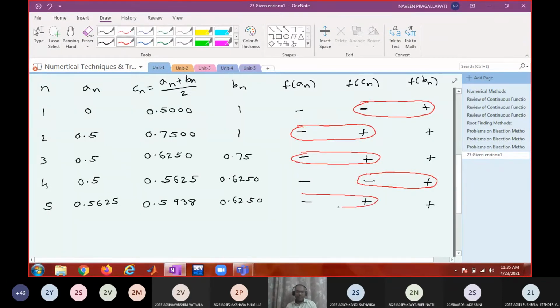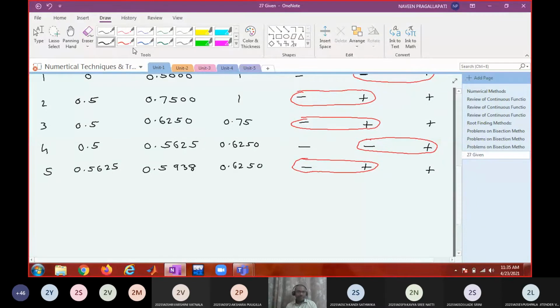So the left half interval. Now you see here you got 1 decimal place of accuracy, but that is not reliable. You need at least 2 decimal places of accuracy. So the left half interval means 0.5625, 0.5938, negative, positive. Midpoint: 0.5782. f of c6.